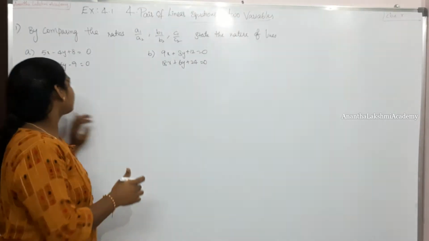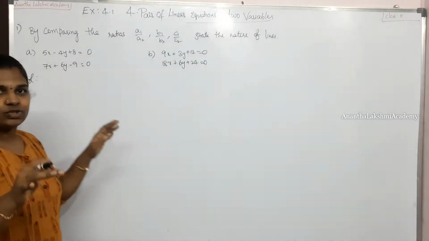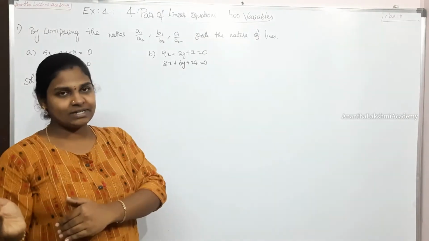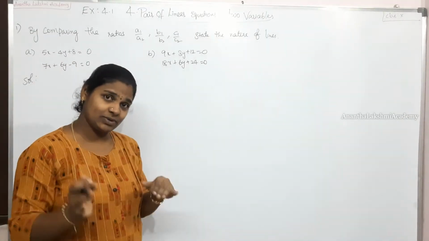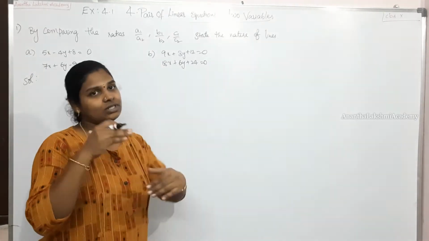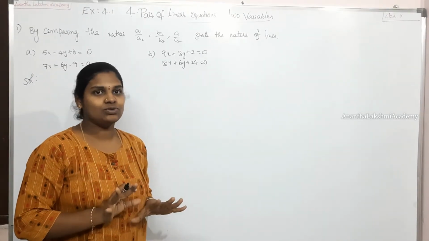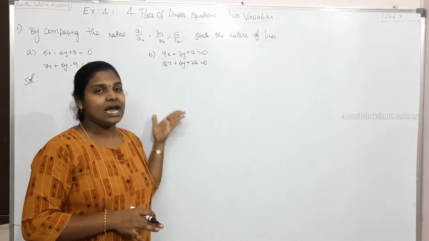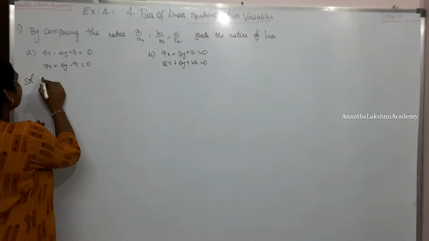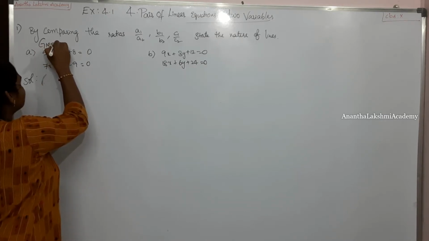So for the first one, we assume that the linear equations are in the form a1x plus b1y plus c1 is equal to 0, a2x plus b2y plus c2 is equal to 0. If you are directly watching this video without watching the concept, it might be difficult for you. So I suggest you go through the earlier videos first and then come to this video for a better understanding. So here, the two equations are given for us.